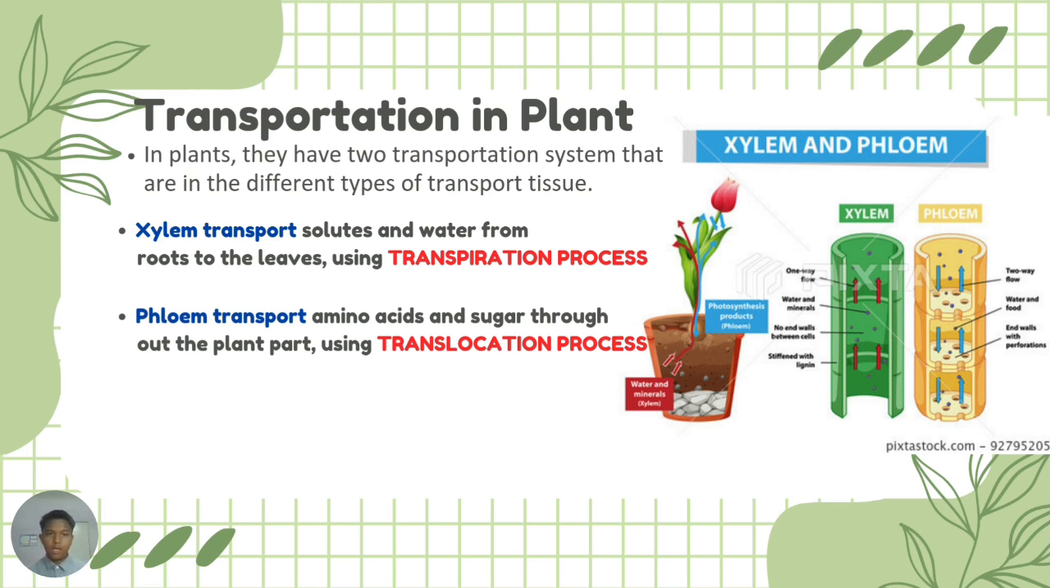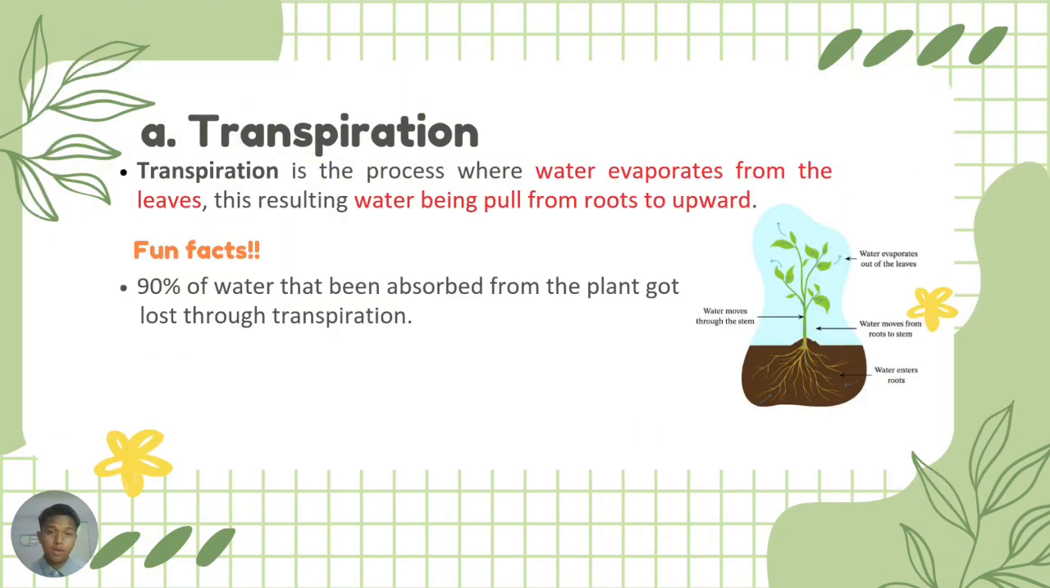In this transportation process, there are four things in it. What are they? The first one is transpiration. Transpiration is the process where water evaporates from the leaf, resulting in water being pulled from the roots upward. Transpiration has a fun fact: 90% of the water absorbed by the plant is lost through transpiration.